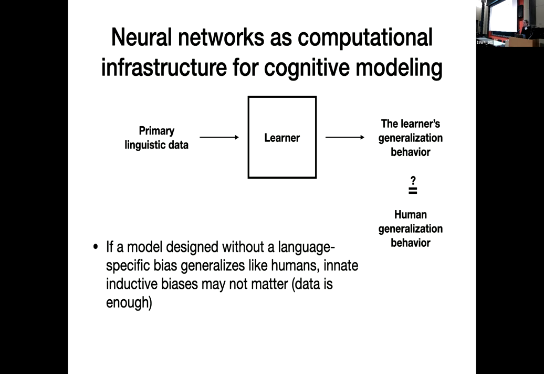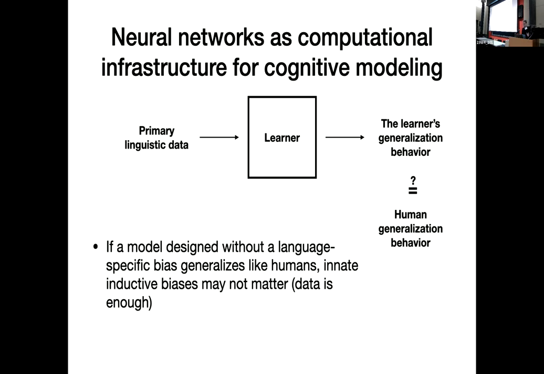So the way we would use a neural network here is this: if a network that's designed without some sort of language-specific bias that requires rules to make reference to parse trees instead of linear order still learns the correct question formation rule, we can conclude that that bias is not necessary and the data is enough. A lot of the experiments that my group has done in the last few years have followed this logic.